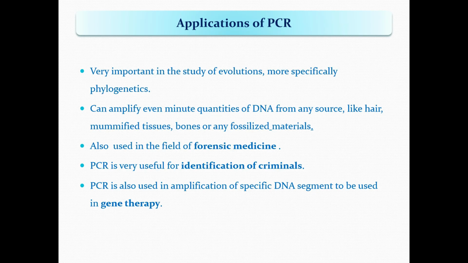PCR can even amplify a minute quantity of DNA from any source like hair, mummified tissues, bones or any fossilized material. It is very helpful in the forensic department. So the PCR method is useful for the identification of the criminals in criminal acts. PCR is also used for the amplification of specific DNA segments that can be used in gene therapy.